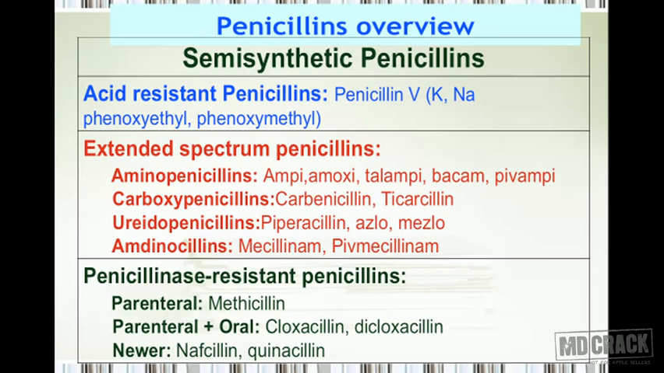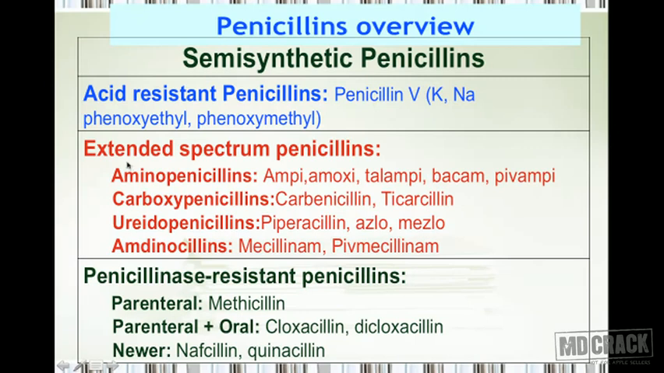We go to the next slide, the semi-synthetic penicillins, divided into 3 groups. One, acid-resistant penicillins, because until now, all the natural penicillins were destroyed by gastric hydrochloric acid, so they were not available by oral route of administration. The first group of semi-synthetic penicillins is acid-resistant penicillins. They can be used by oral route of administration. They are sodium and potassium phenoxyethyl and methyl salts, and together they are called penicillin V. So acid-resistant penicillin is penicillin V.